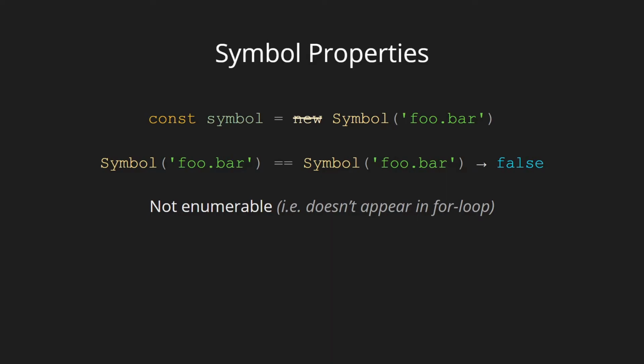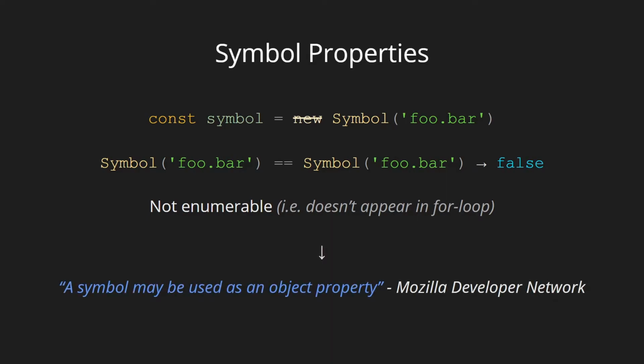So right now you might be wondering, what's a symbol used for? It seems like a strangely restrictive string, or an enum. According to MDN, a symbol may be used as an object property. Let's try to look at a few examples.